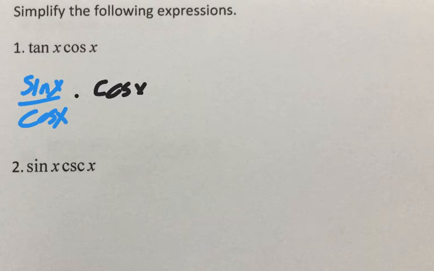Now when I multiply fractions, what am I trying to do? I'm going to reduce, if I can, cross-reduce, right? Anything I can cancel. Well, I can cancel the cosine from the numerator and denominator, which leaves me with sine of x over 1, which I can write as just sine of x.